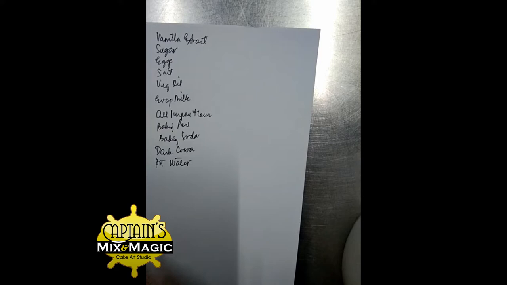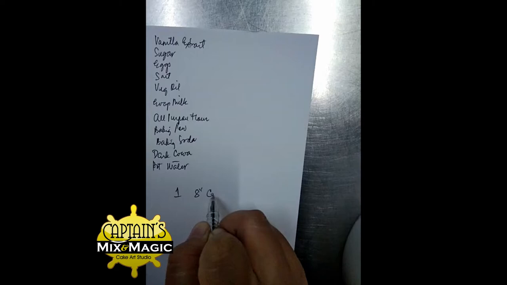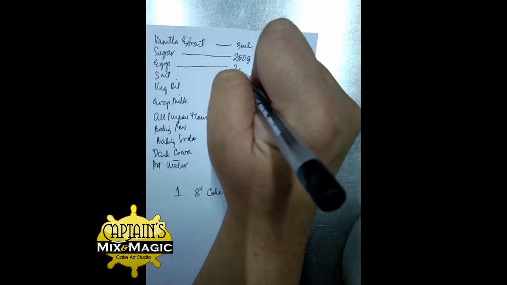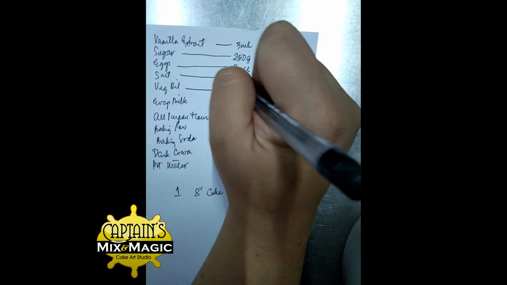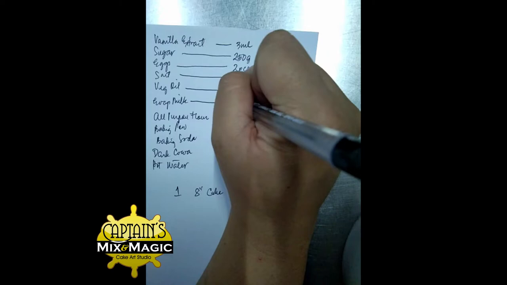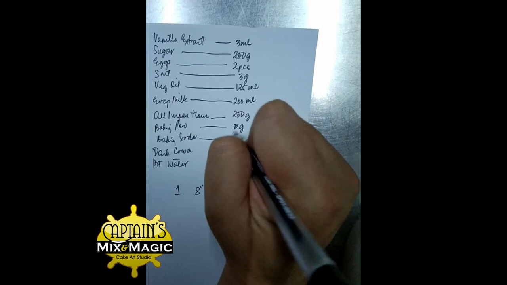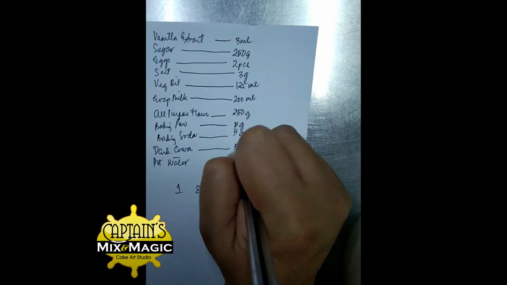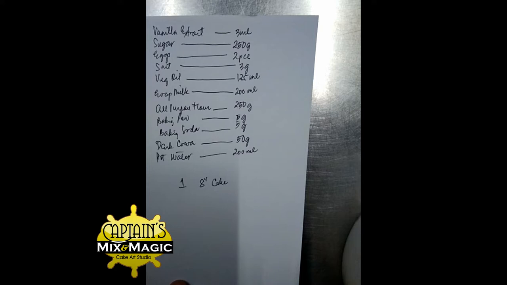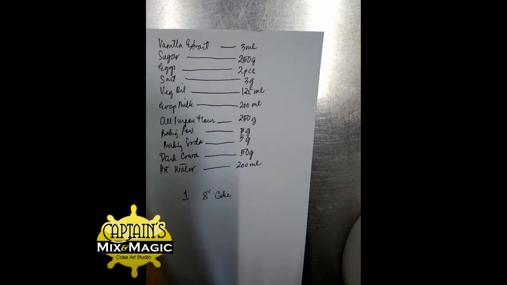The quantities that I will need for 1 8-inch cake is, for vanilla extract, 3 ml. Sugar is 250 grams. Eggs, 2 pieces. Salt, 3 grams. Vegetable oil is about 125 ml. Evaporated milk is about 200 ml. All-purpose flour should be 250 grams. Baking powder, baking soda should be about 5 grams each. And dark cocoa powder is about 50 grams. Hot water, 200 ml. Okay? So, yan na po yung kailangan for 1-piece 8-inch cake. So, this is the dark choco moist. Okay? So, yan na po yun.